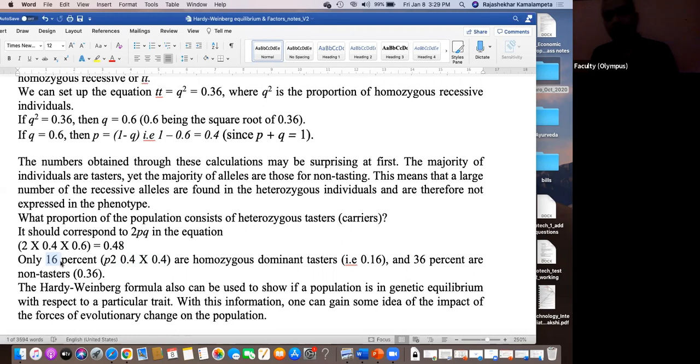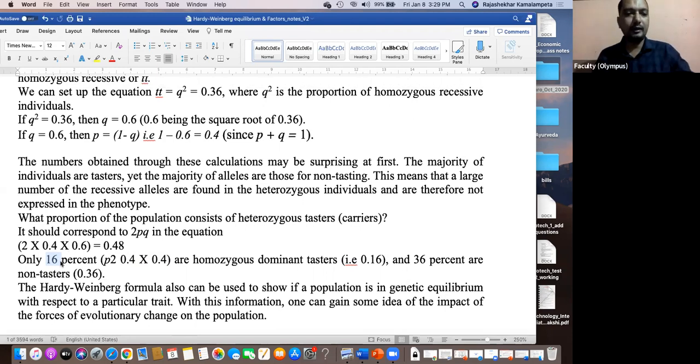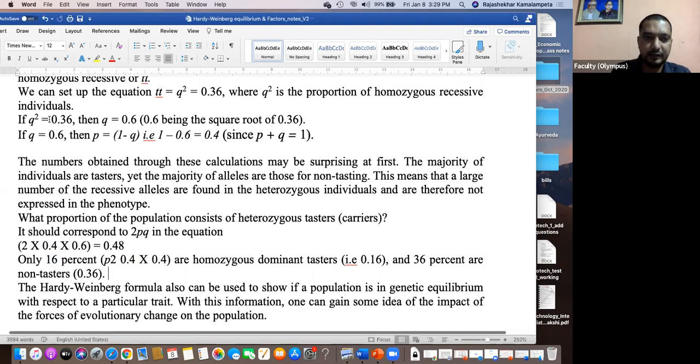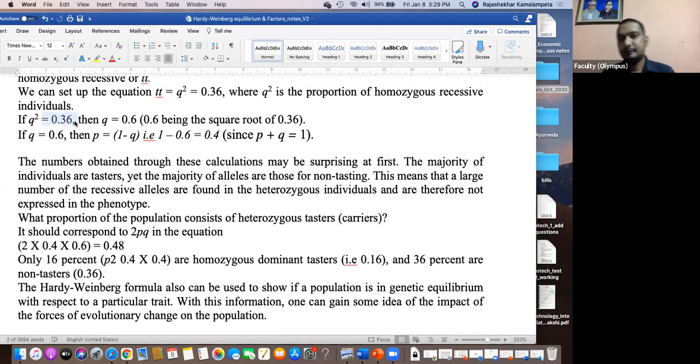16% of the population carry capital T, or are homozygous dominant testers. 16% of them are capital T. And 36% are non-testers. 0.36 is a q square value, right? So q square refers to what? Small t. So the non-testers are 36%. So only 16% are dominant testers.